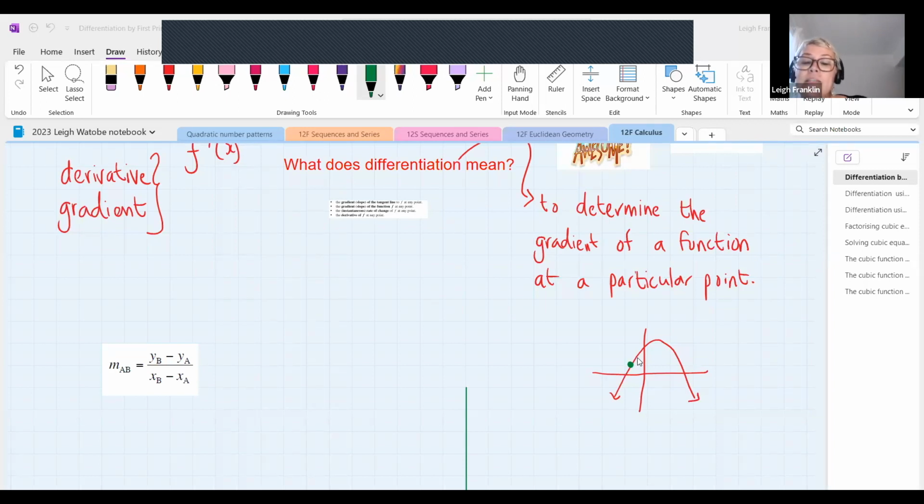When gradient is positive, it basically means that as you walk from left to right, so as X is getting bigger from left to right, you are walking uphill. Okay. So at the green point, the gradient is positive. Okay. Because we're walking uphill. So here, gradient is positive.